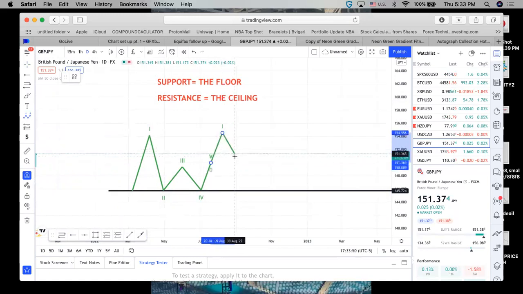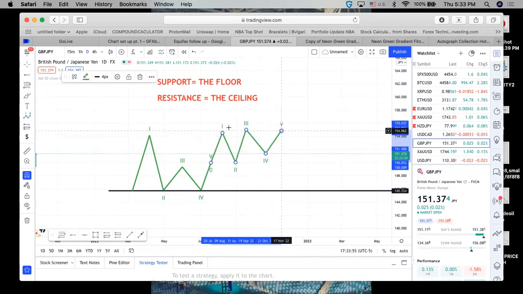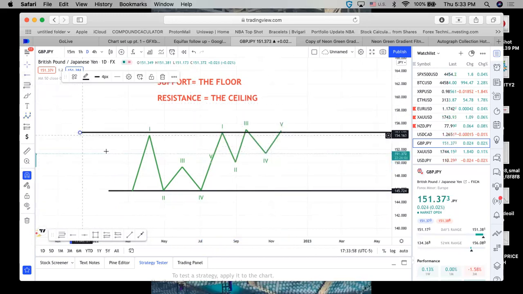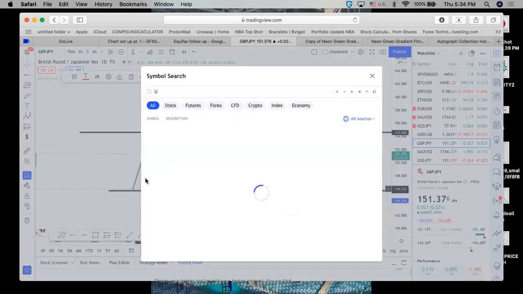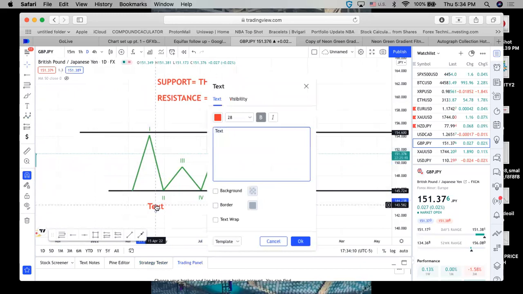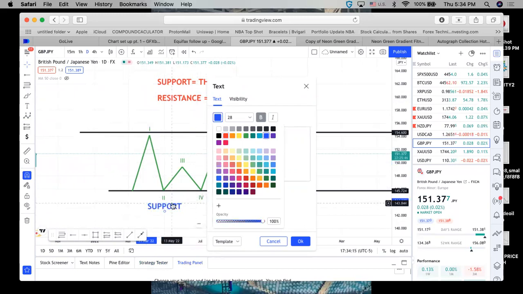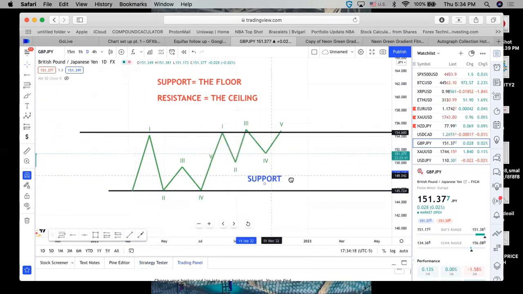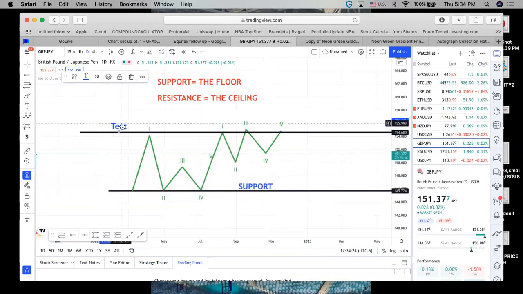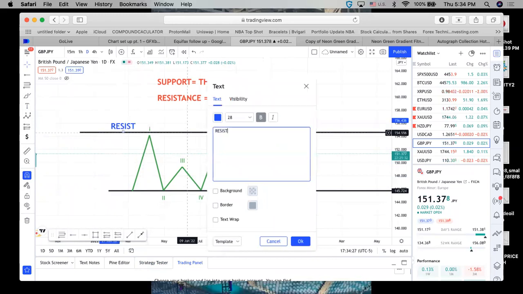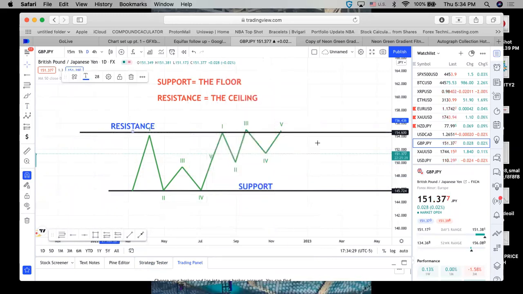all right, we will also have what you call resistance. Okay, so let's label it. Okay, so this is support, and then we have resistance. So we got support and resistance.